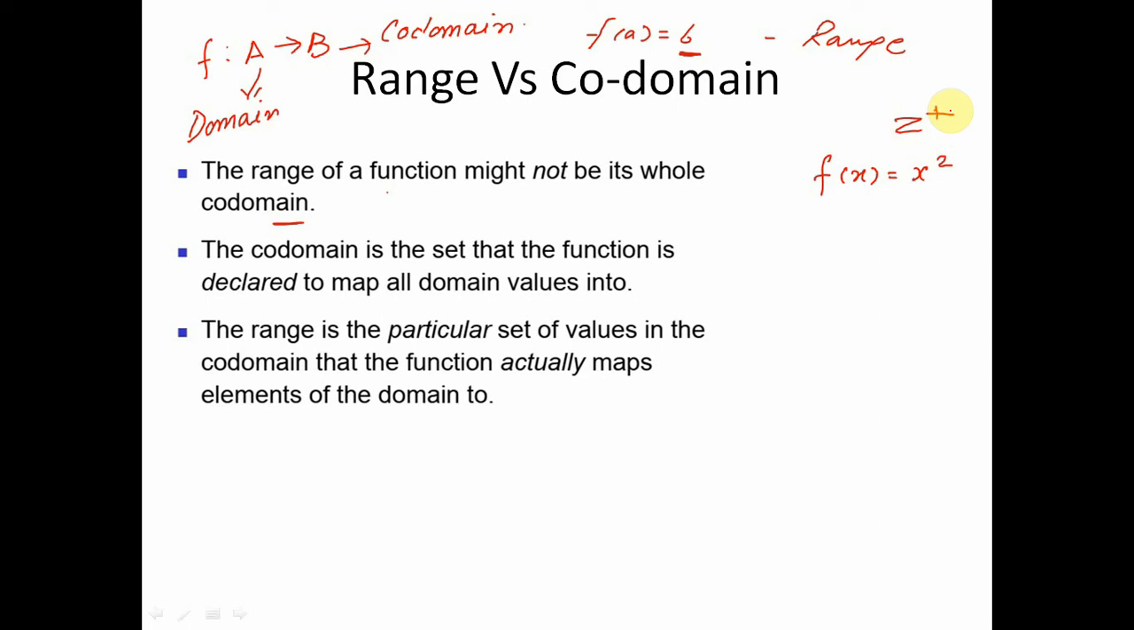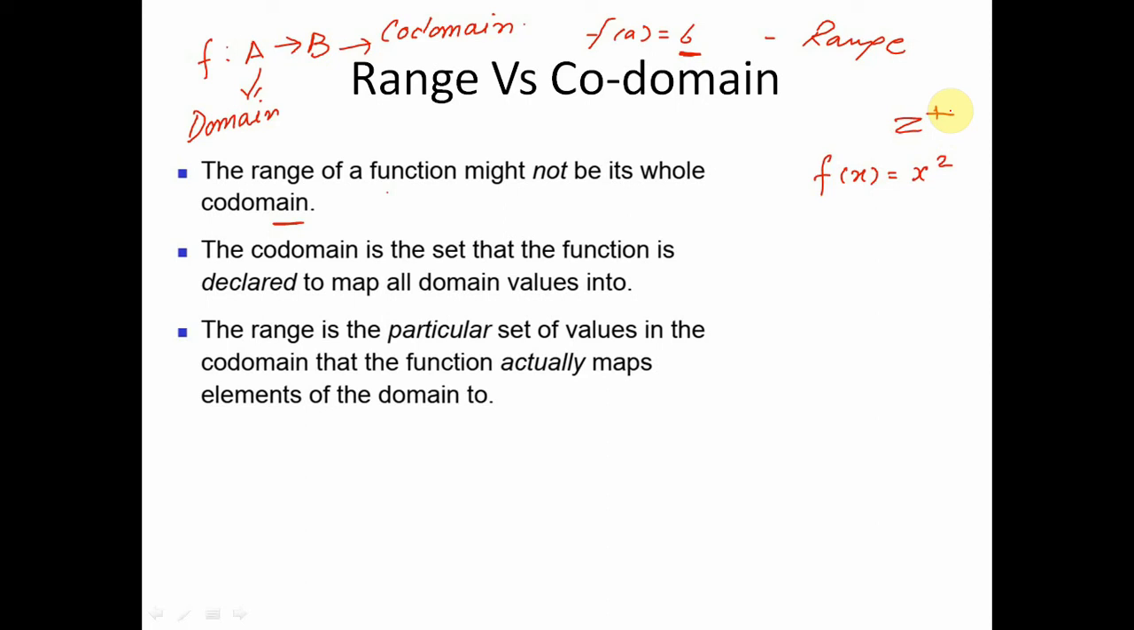The codomain is also 1, 2, 3, 4, 5, 6, 7, 8, 9, 10 up to infinity. Why? Because I'm defining the function from the set of positive integers to the set of positive integers. So what is the domain? 1, 2, 3, 4, 5, 6, 7, 8 up to infinity, the set of positive integers. What is the codomain? It is once again 1, 2, 3, 4, 5, 6, 7, 8, 9, 10 up to infinity, the set of positive integers.